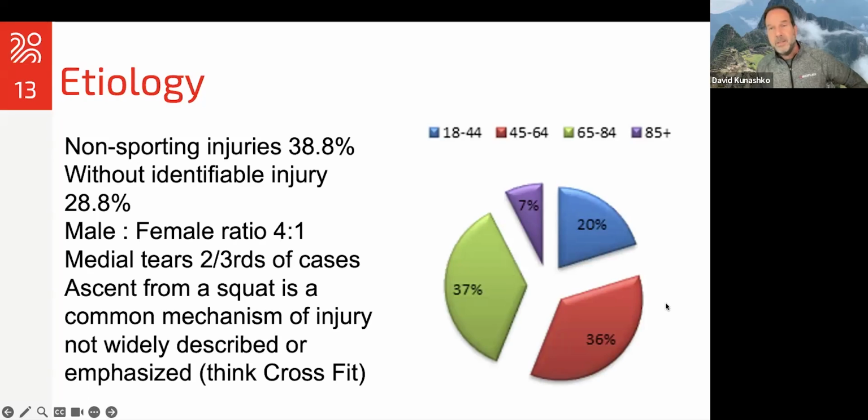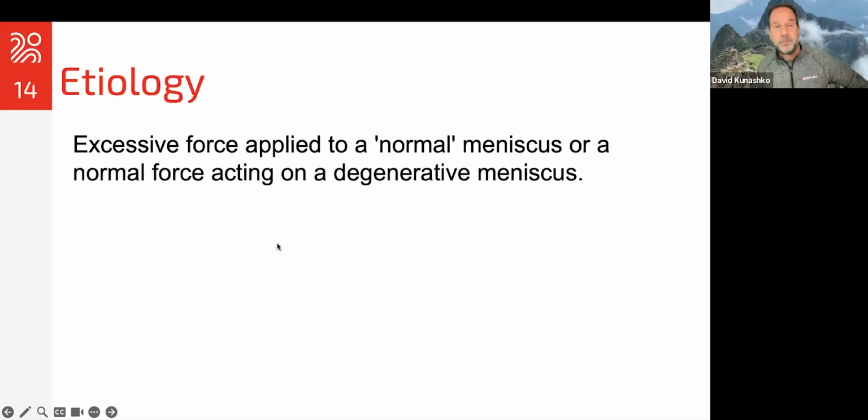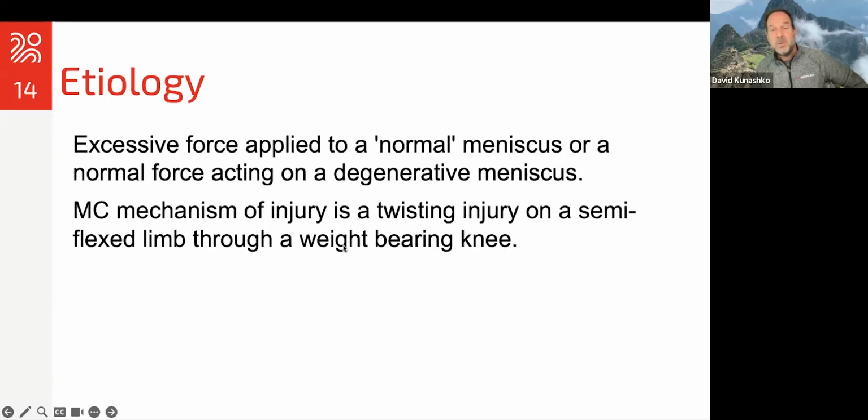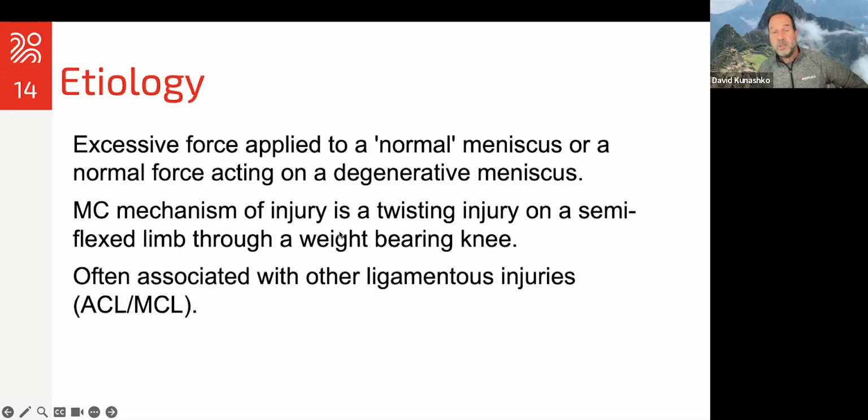Whereas as you get older, you bend over, or you're just walking or hiking, and next thing you know, you've torn your meniscus, right? Unfortunately, that's just how our bodies work. So excessive force applied to a normal meniscus, or a normal force acting on a degenerative meniscus, is really how these things occur. The most common mechanism, as I've mentioned a few times, is a twisting injury on a semi-flexed limb through a weight-bearing knee. So you planted your foot, it's flexed, and then you go to turn or twist without moving your foot.